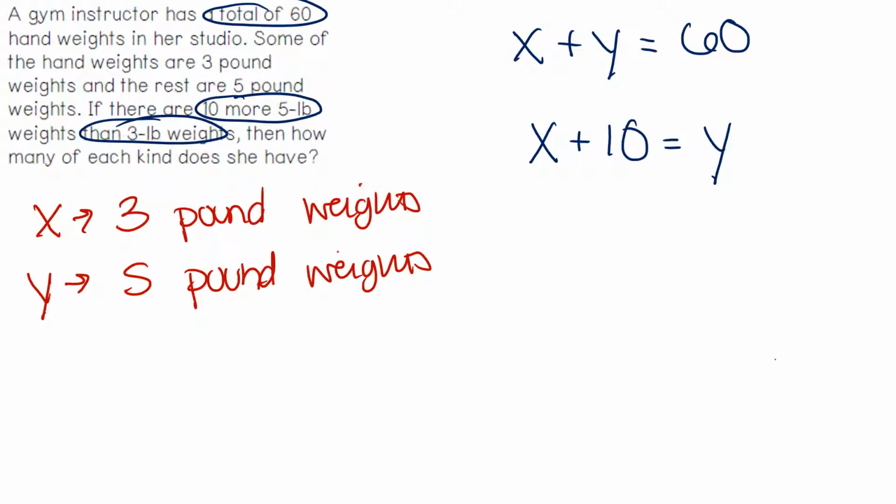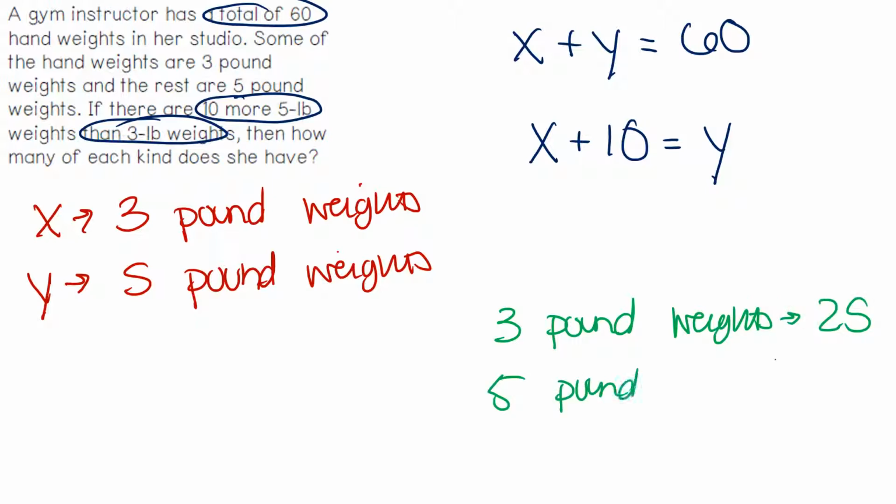Using either the substitution or the elimination method, whichever you prefer, you should get the answer that for the 3-pound weights, there are 25, and for the 5-pound weights, there are 35.